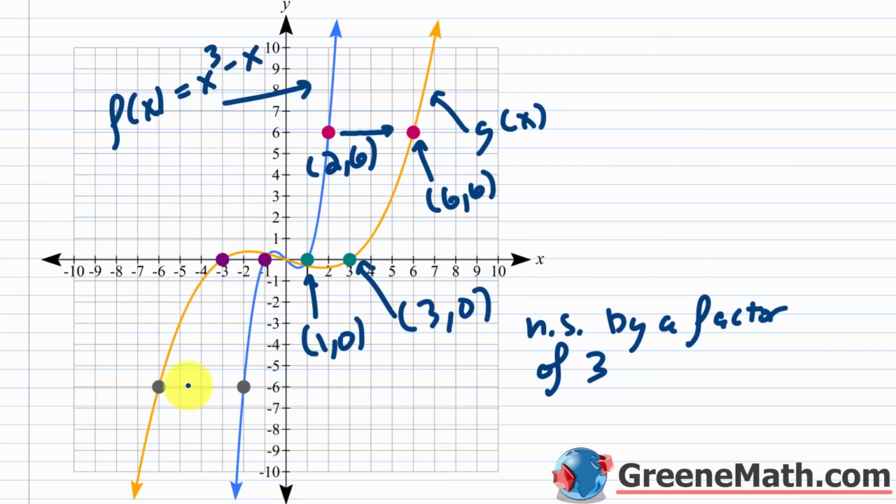You could do these points over here if you want. It's the same thing. Let's just do this one. On this one, it's negative 2 comma negative 6. Over here, you just multiply that x value by 3. So negative 2 times 3 is negative 6. That point becomes negative 6 comma negative 6. Same y value of negative 6, and the x value has been multiplied by 3. So that's a horizontal stretch by a factor of 3.